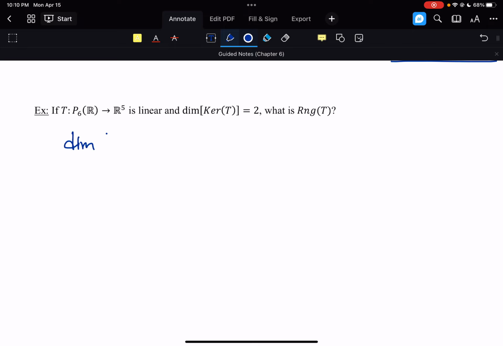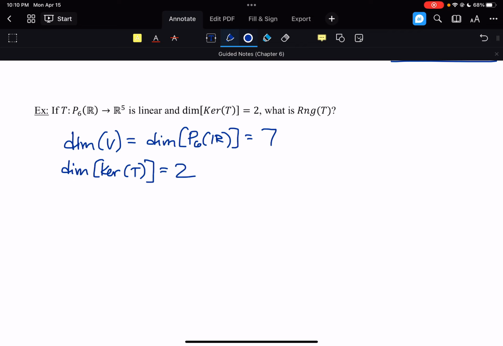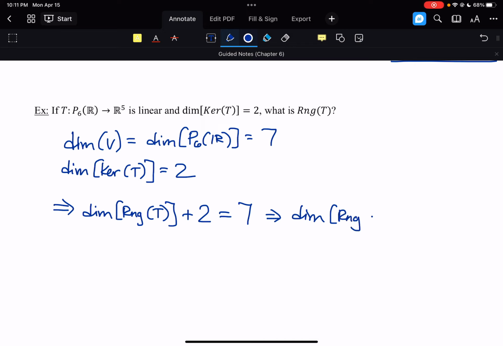So the dimension of V, that's the dimension of P6 of R, is 7. And the dimension of the kernel of T, we are told, is 2. Then the dimension of the range plus the dimension of the kernel equals the dimension of V. So the dimension of the range is 5.